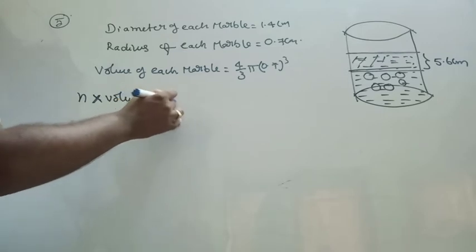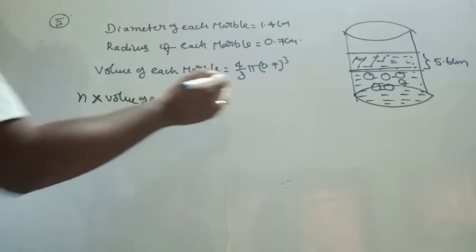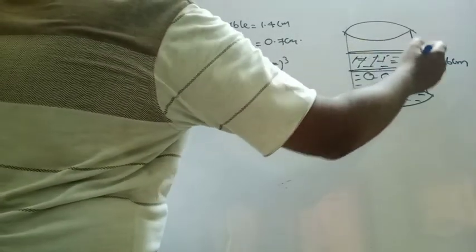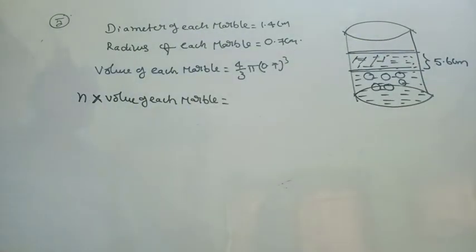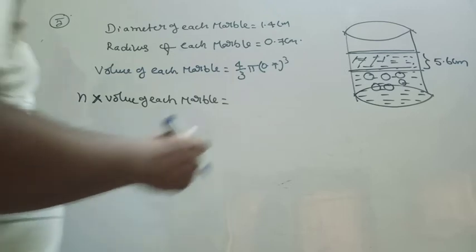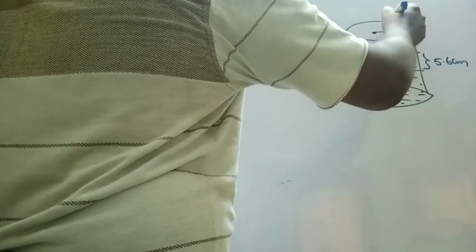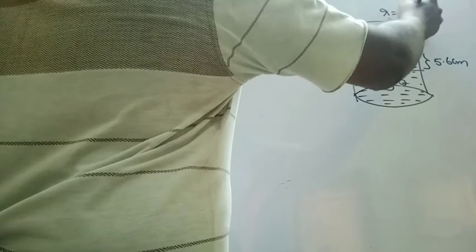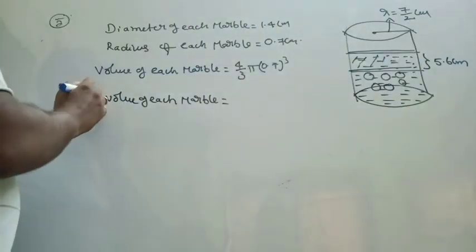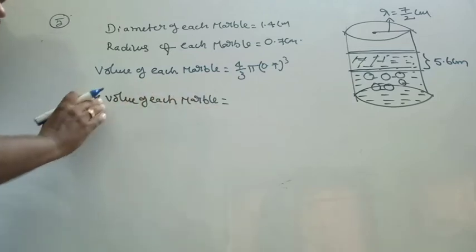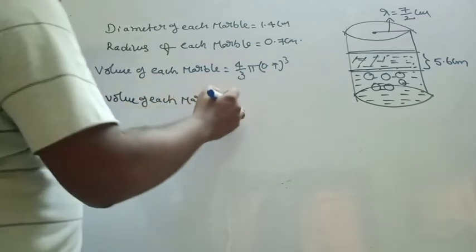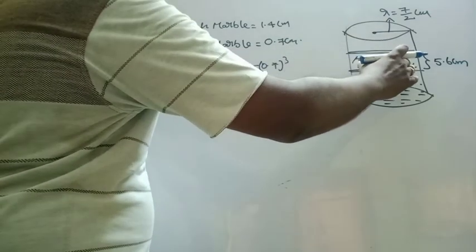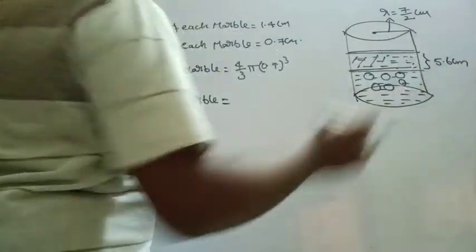Volume of each marble is equal to the volume of the water which rises to a height of 5.6 centimeters. Also, they have given that the diameter of the cylinder is 7 centimeter, which means the radius is 7 by 2 centimeter. Now n marbles: n into volume of each marble gives the volume of n marbles. This is equal to the volume of the space raised by the height 5.6 centimeter.